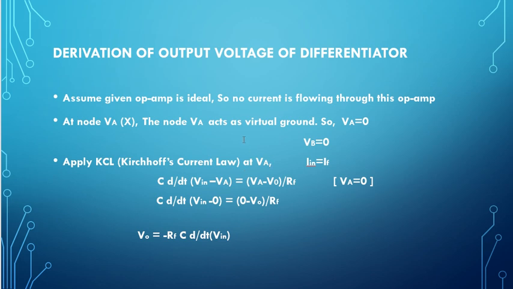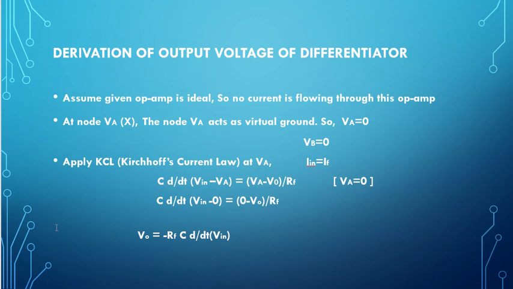At node VA, which acts as virtual ground, VA is equal to 0. We know that C d by dt of (V in minus 0) is equal to (0 minus V naught) by RF. Substitute VA equal to 0 here. We get C d by dt of (V in minus 0) equal to (0 minus V naught) by RF. So from this equation we get V naught equal to minus RF C d by dt of V in, that is the output voltage we get.